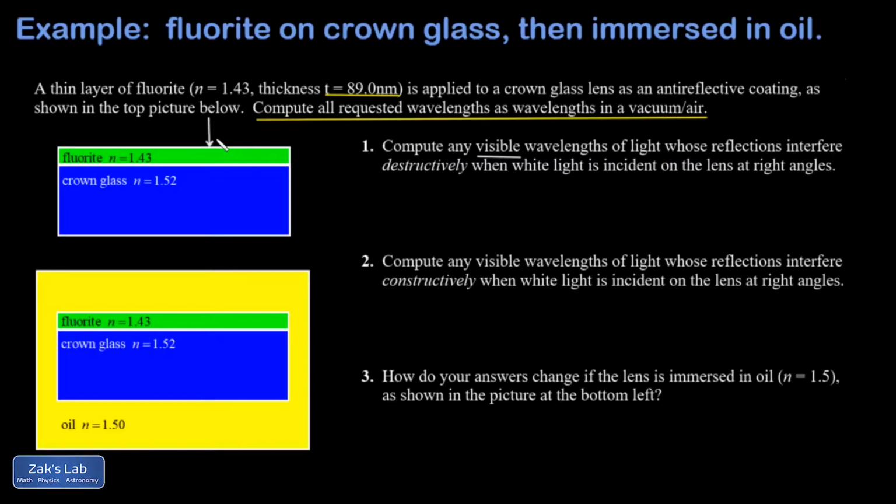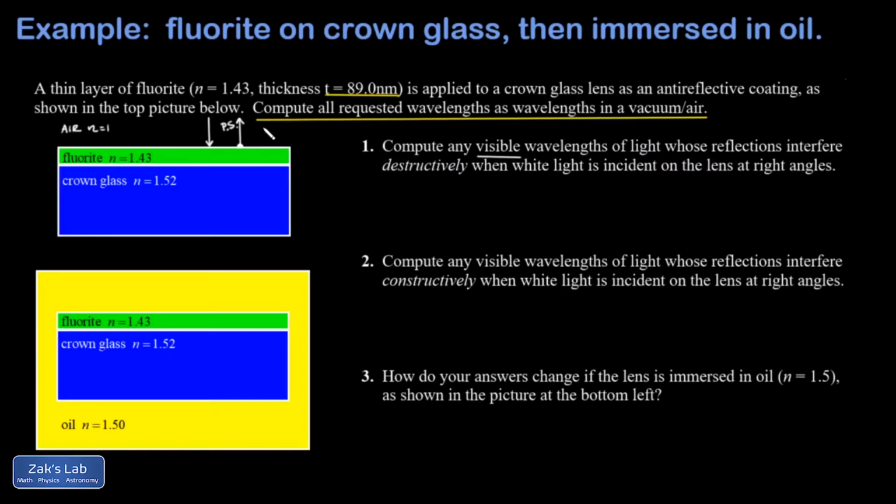So there's our incoming ray coming in at right angles, and we end up with two reflections, one off of the top surface of the fluorite. And just to clarify, we're assuming that it's air out here, which would have an index of refraction of about 1. That first reflection is phase shifted, I'll just write PS, because it's at an interface where the light is slowing down. In other words, I'm going from a lower index of refraction to a higher index of refraction.